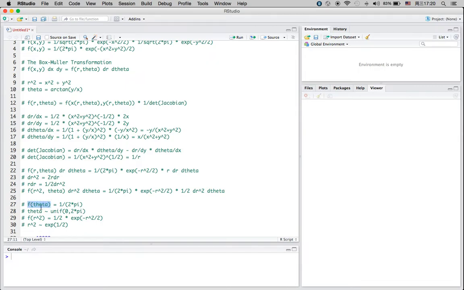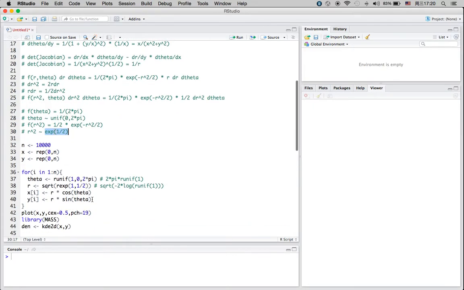Okay, so here let's break down this target distribution into 2 functions. We have a function of theta only, one variable, which is 1/2 pi. Like I said, theta is a uniform distribution over 0 and 2 pi. And also we have a function of r squared only. So f of r squared is 1/2 multiplied by the exponential. This function means r squared follows an exponential distribution with lambda equal to 1/2.